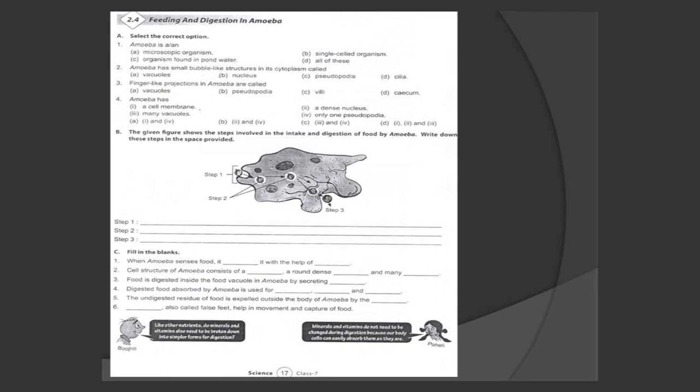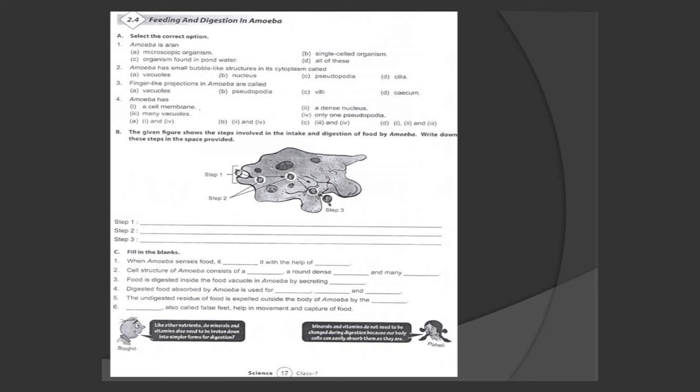Third one. Finger-like projections in amoeba are called pseudopodia. Fourth one. Amoeba has cell membrane, dense nucleus, many vacuoles, only one pseudopodia. The answer: amoeba has a cell membrane, a nucleus, and vacuoles, but not only one pseudopodia. It has many pseudopodia. So the answer is option D, 1, 2 and 3. It has a cell membrane, a dense nucleus, and many vacuoles.